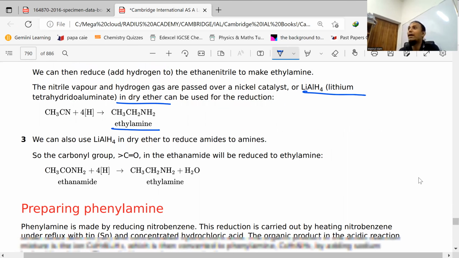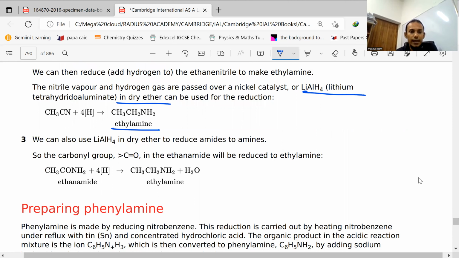So how to prepare amine, that is basically the discussion. And then ethanamide, if we do the reaction and reduce it with lithium aluminum hydride in dry ether, ethylamine will form. In 95% of cases, if you write lithium aluminum hydride in dry ether reduction, you will get the marks. So how to prepare ethylamine?